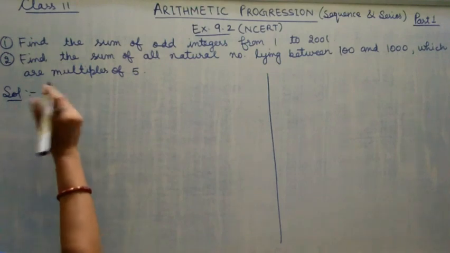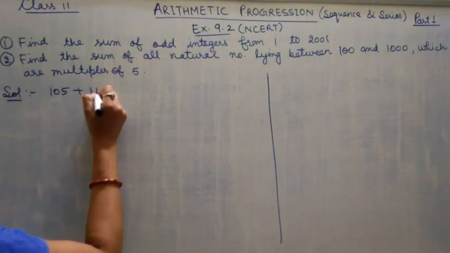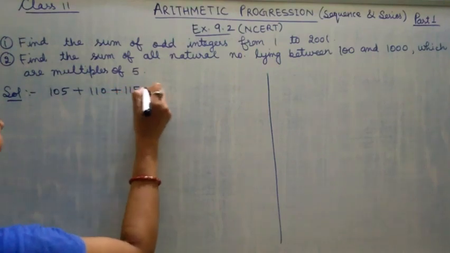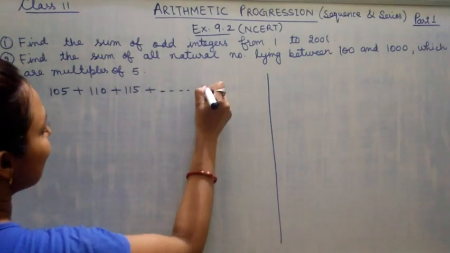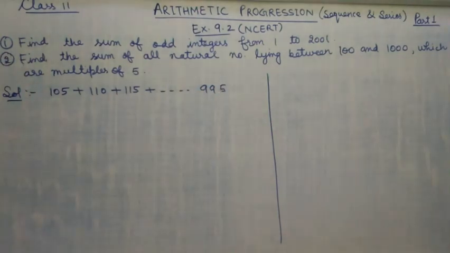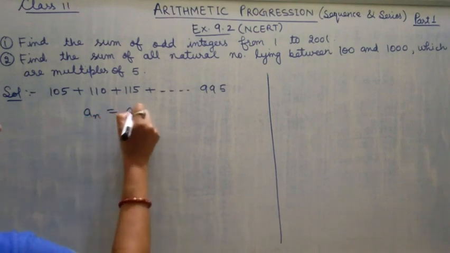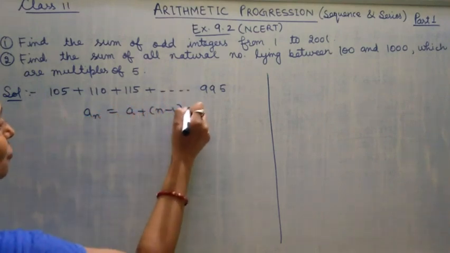So I will write the multiples of 5: 105 plus 110 plus 115 and so on, and at last we have 995, between 100 and 1000. First of all, find n. By using an, we will find n: a plus n minus 1 into d.